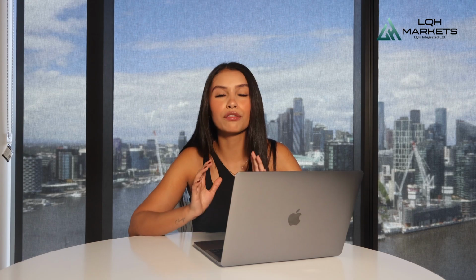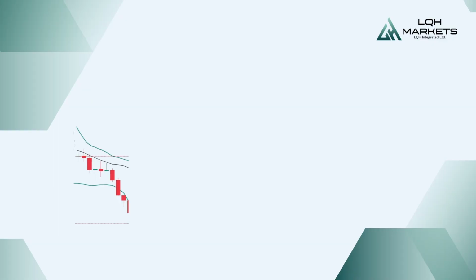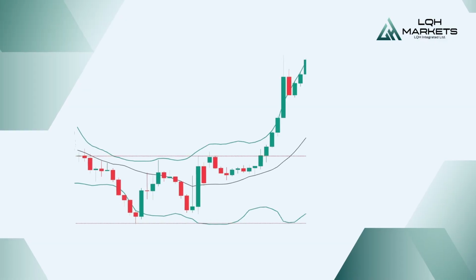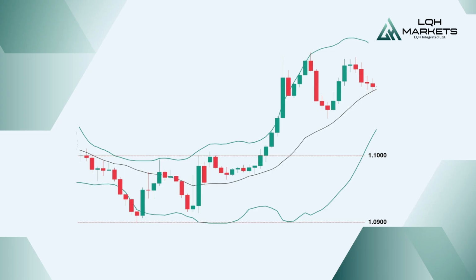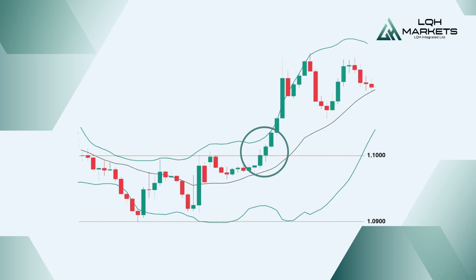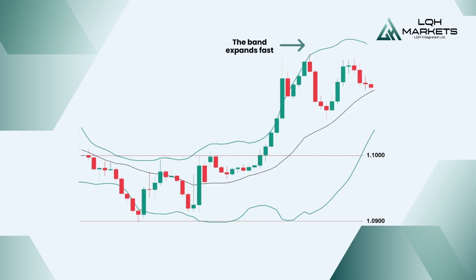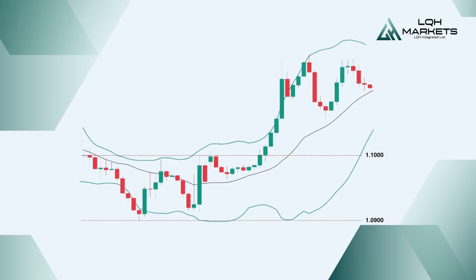Let's put it into a real-life example. Imagine EUR/USD trading quietly between 1.0900 and 1.1000. The Bollinger Bands are tight, like a calm heartbeat. Then suddenly, price breaks out and the bands expand fast. That's your clue that volatility is returning and the market might be starting a new trend.